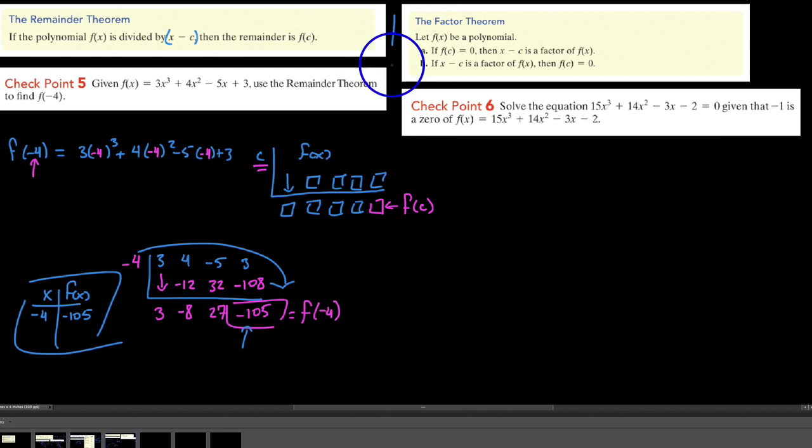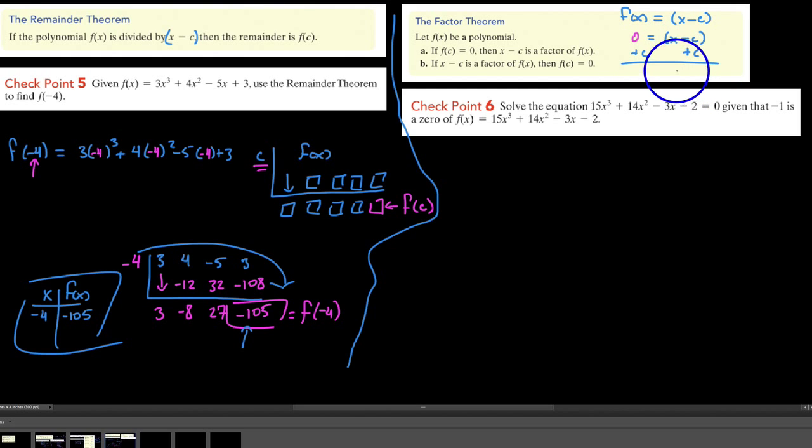Now when we look at the factor theorem, I love it for one sheer fact. It says let f of x be a polynomial. Then f of c is equal to 0 if and only if x minus c is a factor of f of x. I want you to consider something here. If f of x has a bunch of factors and one of them is x minus c, then when we set this equal to 0 and solve, adding c to both sides, we find that x is equal to c if and only if this is a factor.